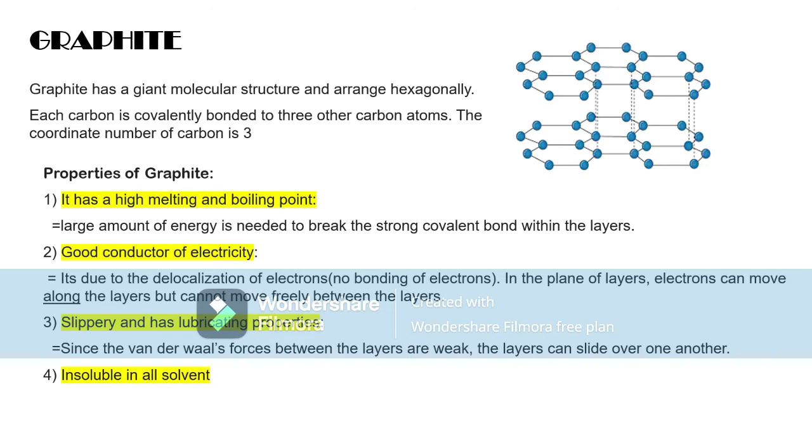Number 1 is that it has a high melting and boiling point because of the large amount of energy needed to break the strong covalent bonds within the layers. Second is that it is a good conductor of electricity, due to the delocalization of electrons in the plane of layers; electrons can move along the layers but cannot move freely between the layers. Number 3 is that it has slippery and lubricating properties because of the weak van der Waals forces between the layers, and the layers can slide over one another.